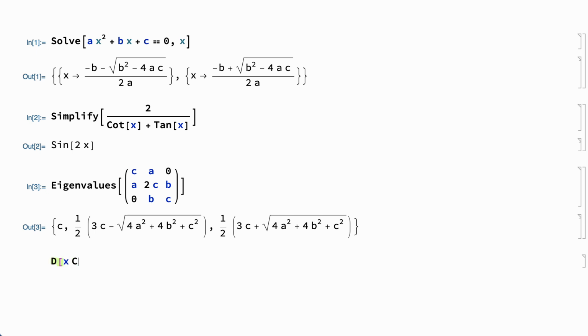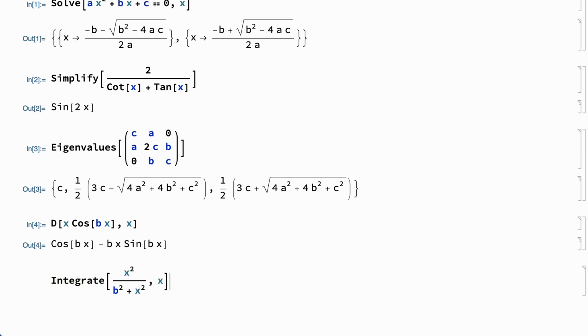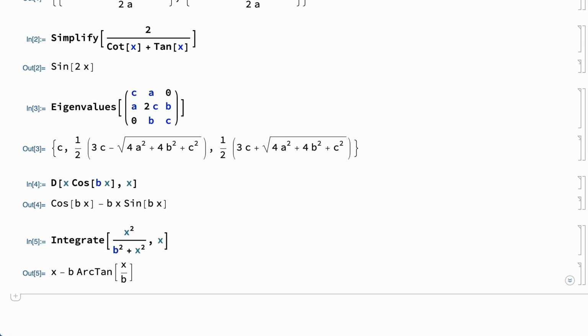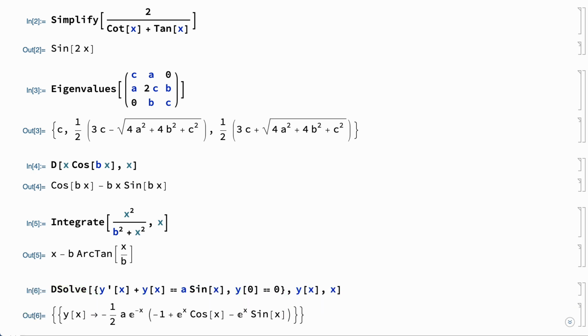Symbolic differentiation, for example, can be done using the D function. Symbolic integration can be done using the Integrate function. This shows Integrate giving a result for an indefinite integral. And it's also possible to get symbolic solutions of differential equations. This shows the DSolve function finding the solution to a simple differential equation with an initial condition.